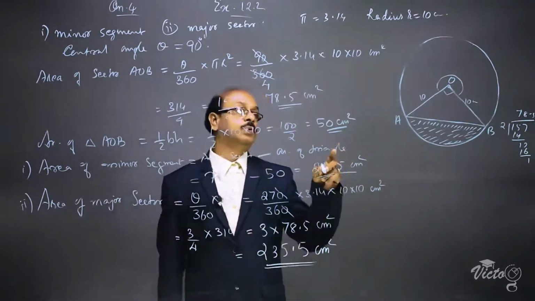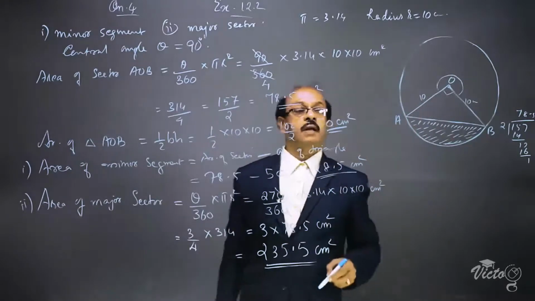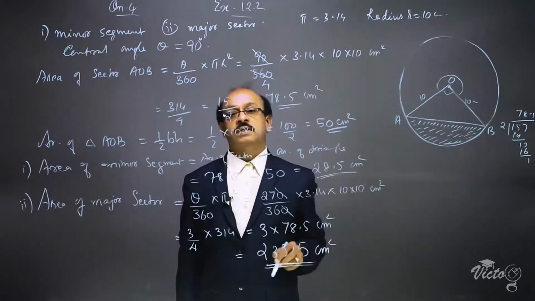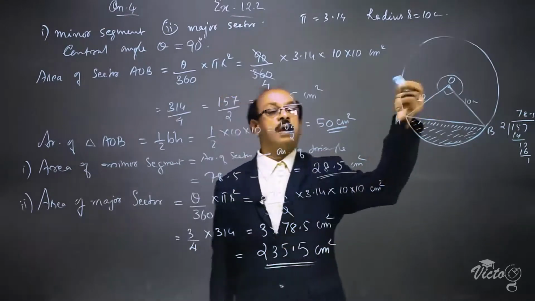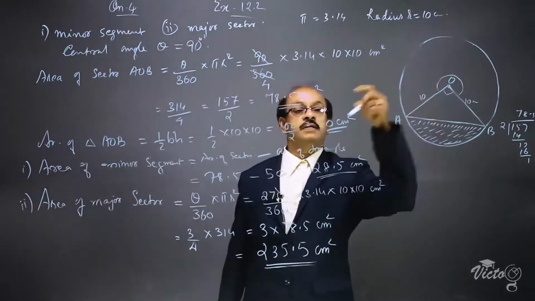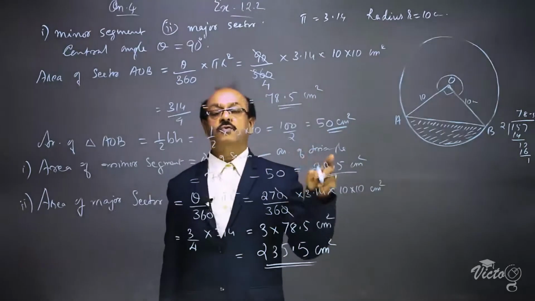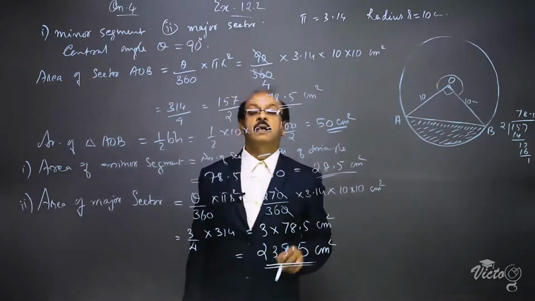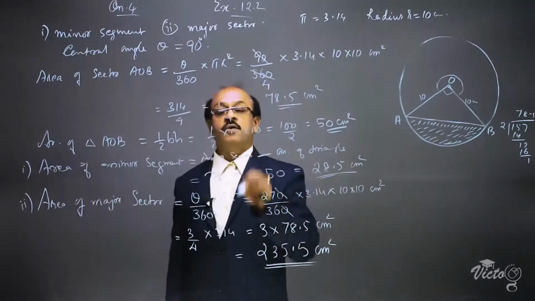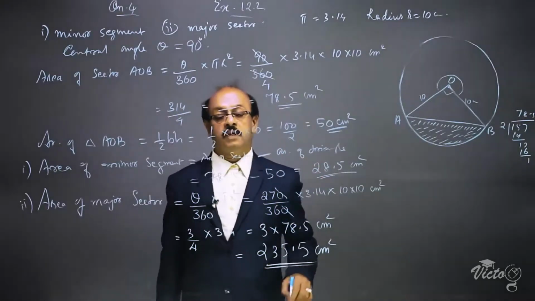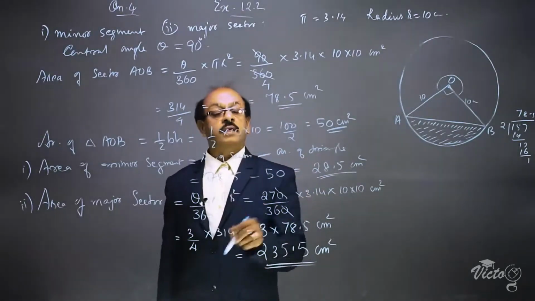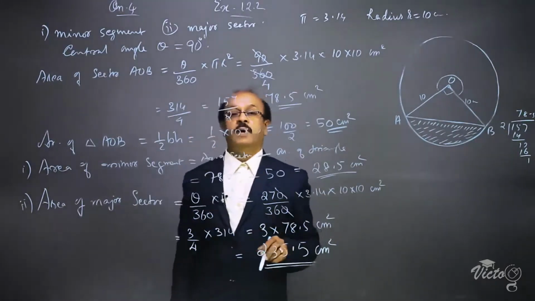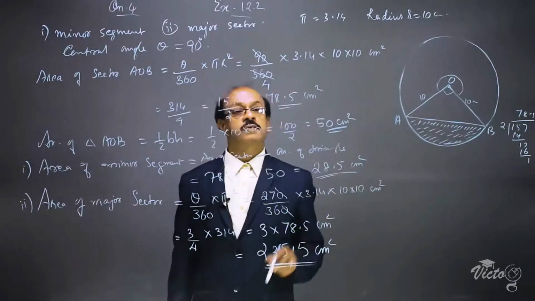Here we have to use the central angle as 270 degree. We take the major sector for the central angle 270 degree because the total angle is 360 degree and here it is 90 degree. Subtracting 90 from 360, the angle of the major sector is 270 degree. That is the only difference. Using the same formula theta by 360 and giving the value of theta as 270 degree, we are obtaining the area of the major sector as 235.5 centimeter square.